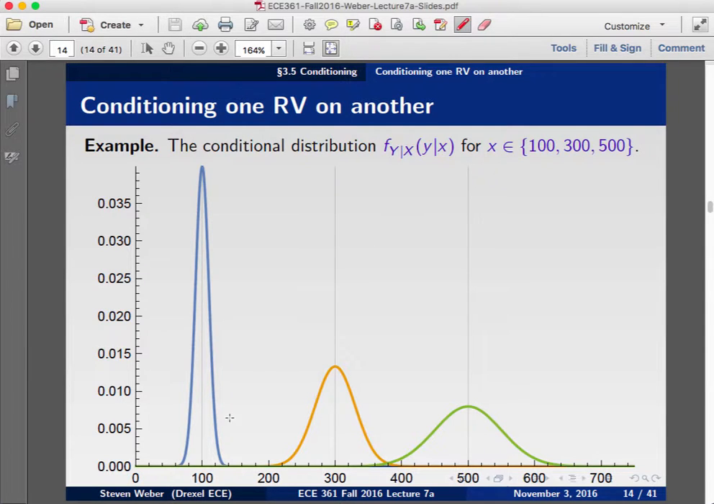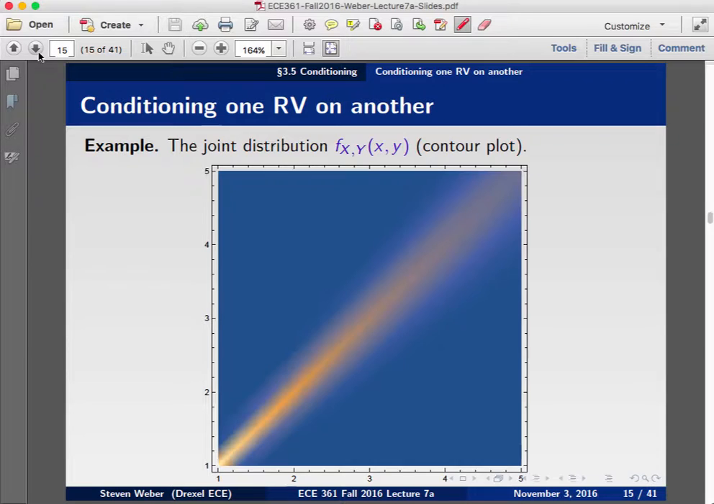So if I observed x to be 100, here is the distribution f of y given x, normally distributed with that mean. If I had observed x to be 300, then here's the distribution of y given x. If I'd observed x to be 500, here's the distribution of y given x. And finally, this is an xy plane contour plot of the probability density function over the interval 1 to 5, 1 to 5.